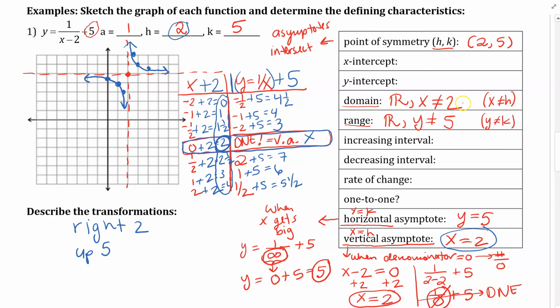So that's why we tend to use this notation. All of the real numbers except 2 for the domain, all the real numbers except 5 for the range. Now, for increasing and decreasing, we always have to read the graph from left to right.